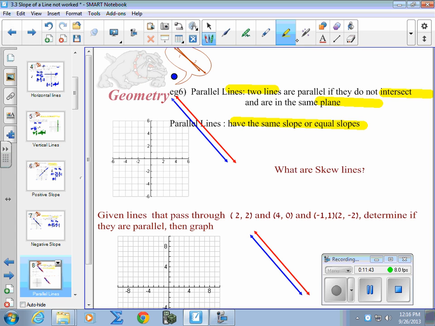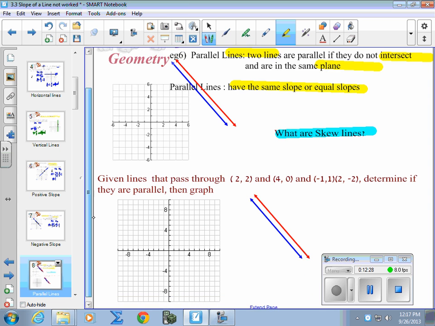So I'm going to ask, what are skew lines? Anybody remember? What are skew lines, Davis? They're not in the same plane and they do not intersect. So skew lines do not intersect and are not in the same plane. Remember, I said an example might be the railroad tracks with the telephone pole next to them. Parallel lines are in the same plane and they do not intersect.